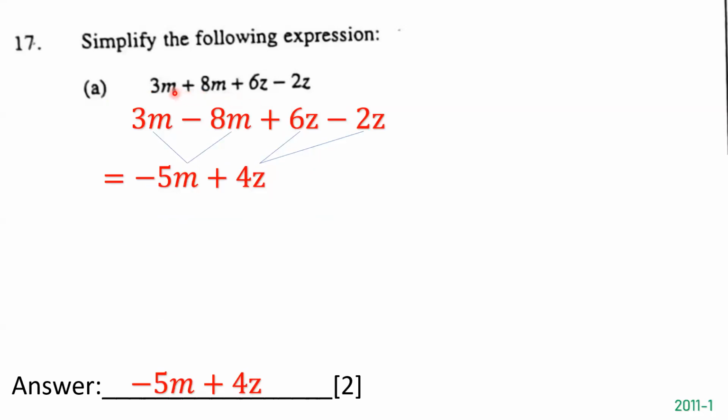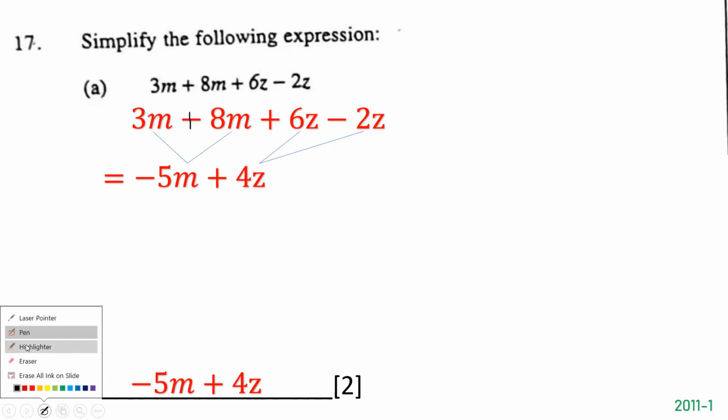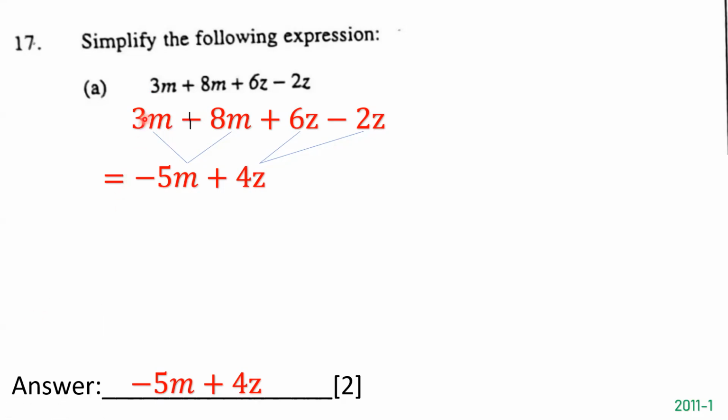Here we have the instructions, which say to simplify the following expression. We have 3m, and it's actually supposed to be plus 8m, so let me make that adjustment. So 3m plus 8m, plus 6z minus 2z. All right, so how are we going to do this? Again, we have 3m plus 8m plus 6z minus 2z.